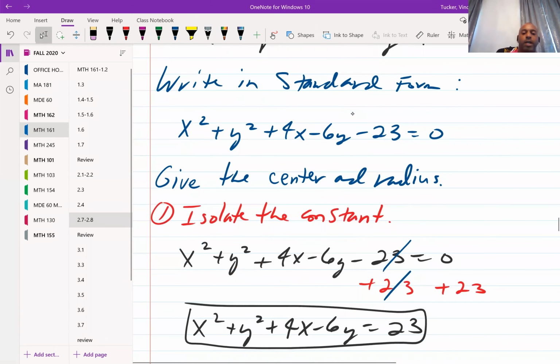So the first step is to isolate your constant. Your constant is always the number that is not attached to a variable at all. You want to move that to one side by itself. So that's what we did here. We added 23 to both sides, and that gives us x squared plus y squared plus 4x minus 6y equal to 23. So we isolate the constant.